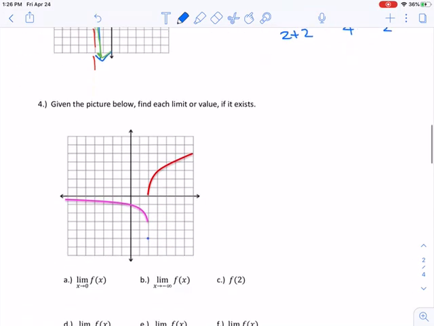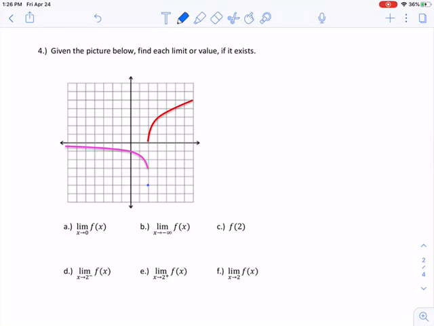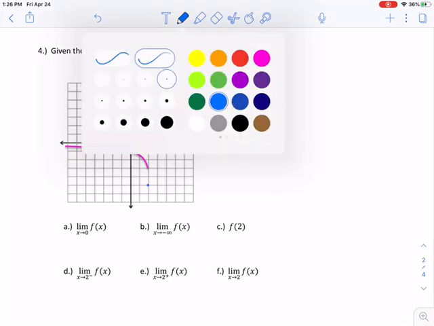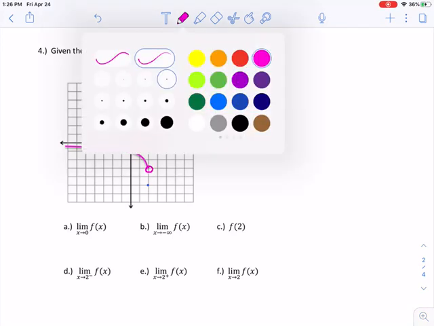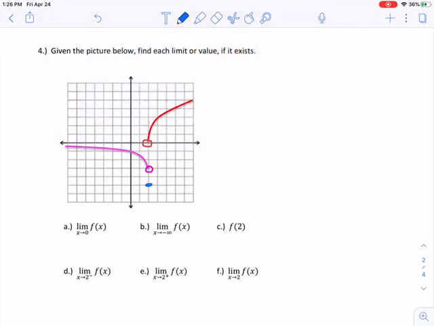For question number 4, given the picture below, we want to find each limit or value. Since I wasn't able to make open circles, there should be an open circle on the top graph, the middle graph, and then there's a point down here at 2, negative 1, 2, 3, 4, 5. The point (2, negative 5). So let's go ahead and find my limits.